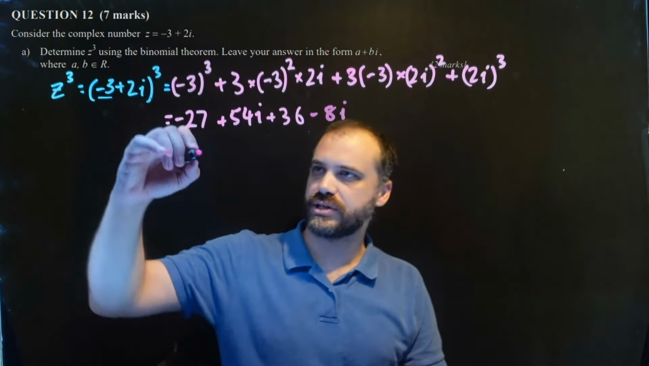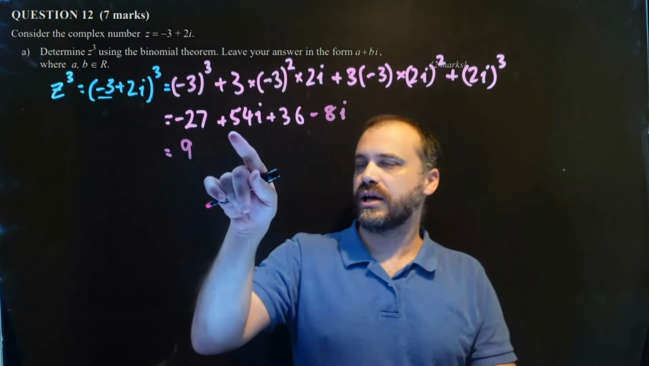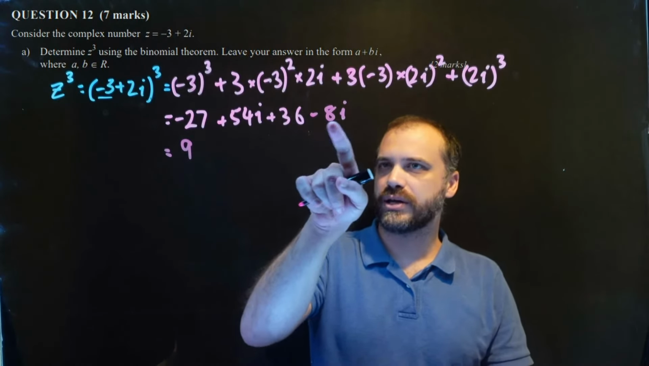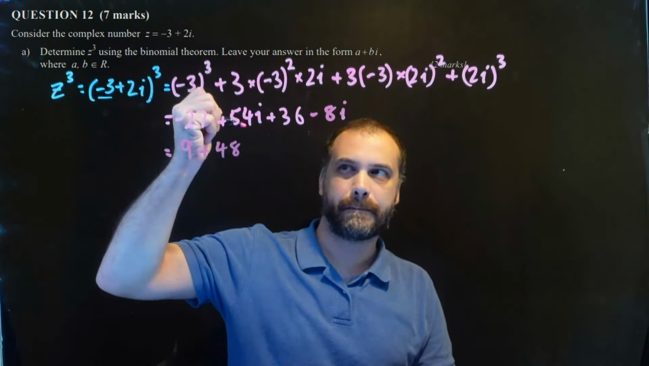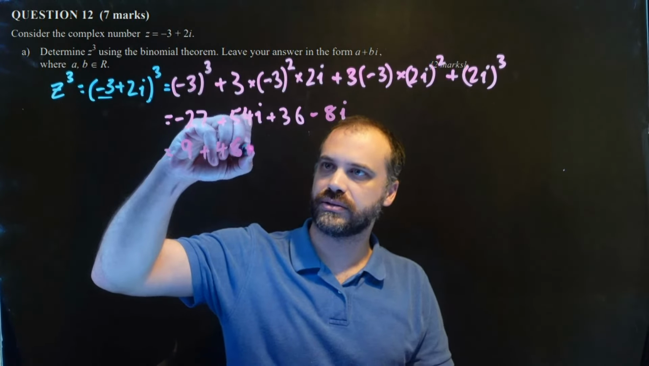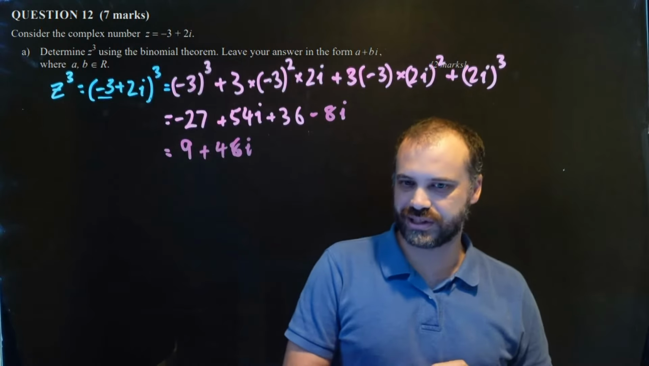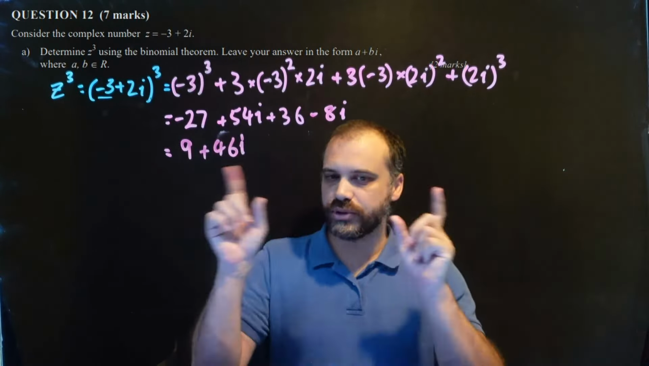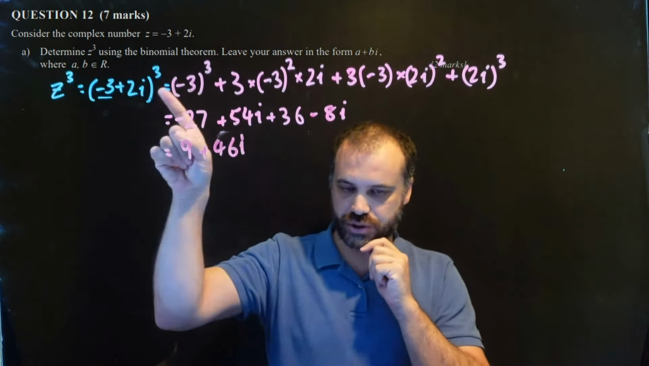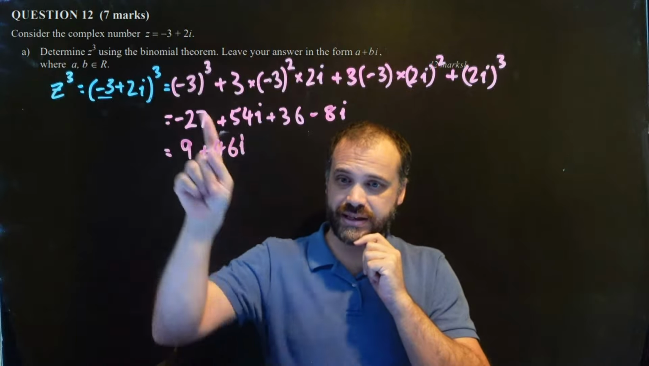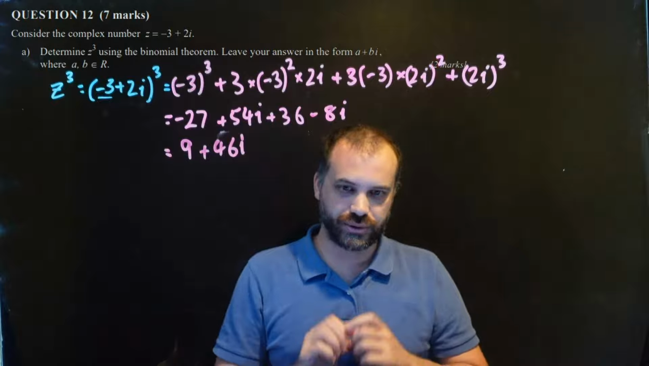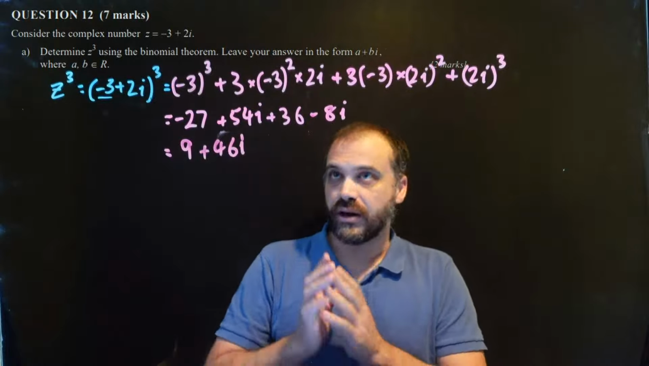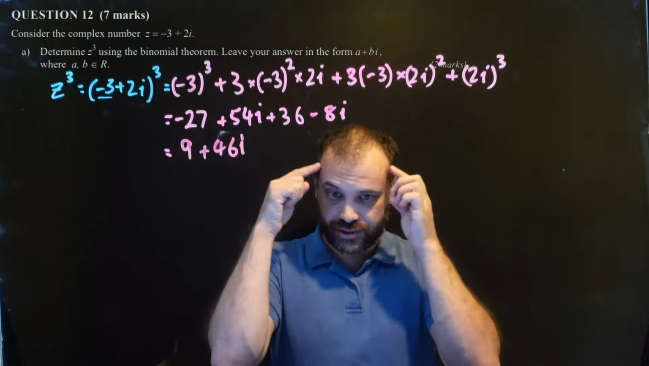-27 plus 36, that's 9. And 54i minus 8i, that's positive 46i. So 9 plus 46i. Now, I've gone through all this song and dance because I can see that the question was worth 2 marks, and they did explicitly say, determine z cubed using the binomial theorem. However, there was a lot of maths that I had to do there.